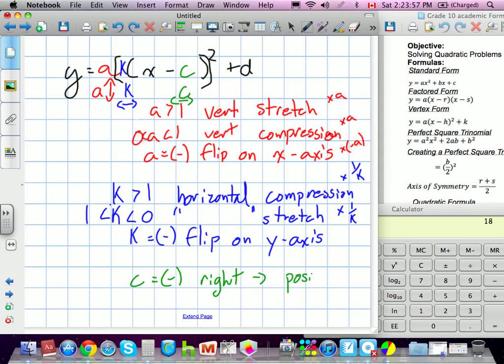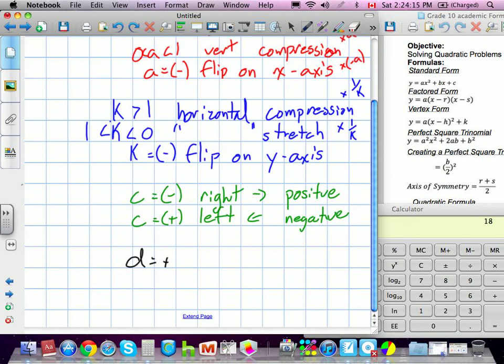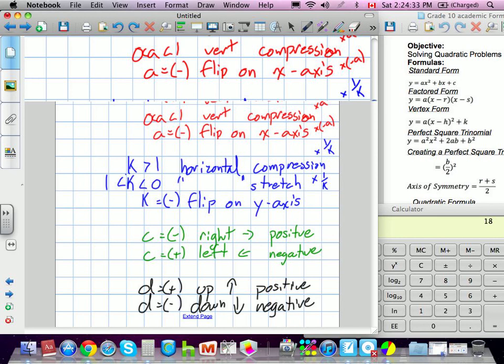And finally, D deals with up and down. It's the same idea, except that if D is positive, we go up, positive direction, and if D is a negative number, we go down in a negative direction. Do those rules make sense to you? Okay, so with that information, you should be able to solve all the quadratics. All it is is moving parabolas in those ways. So take a look at those questions you have.